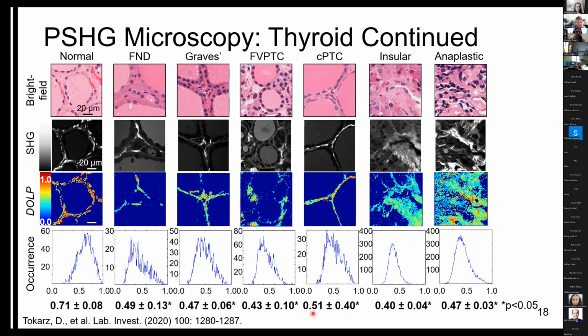And interestingly, what we see here is that the DOLP for all the diseased tissues were significantly smaller than the DOLP of normal tissue, again demonstrating that R and DOLP could potentially be used to identify different thyroid tissue diseases.